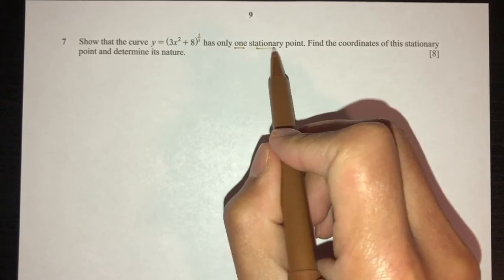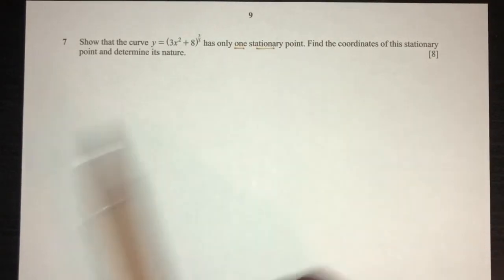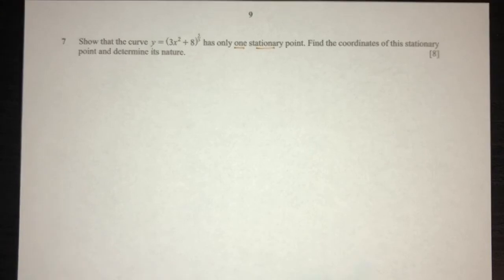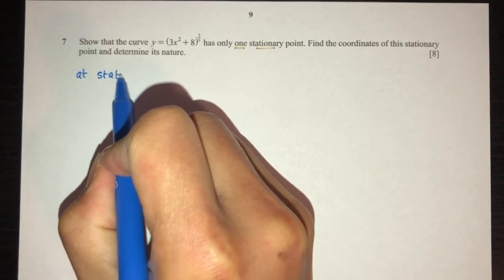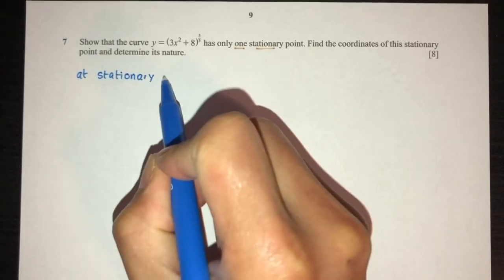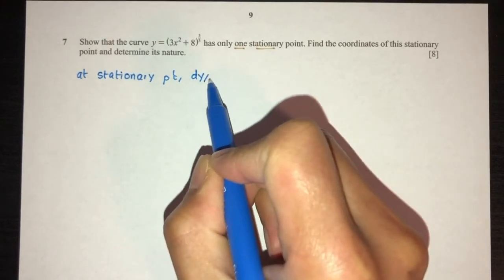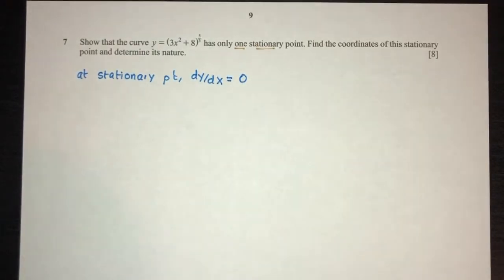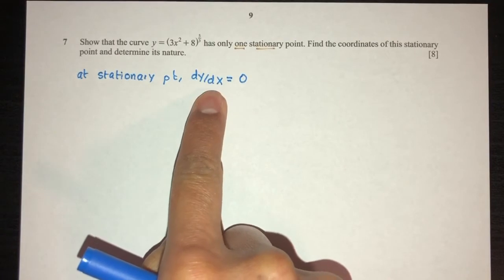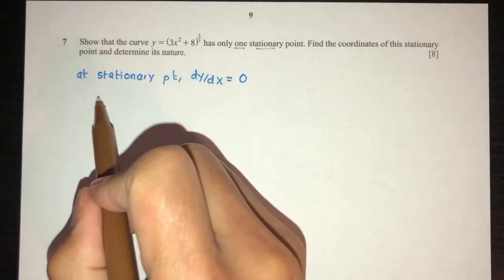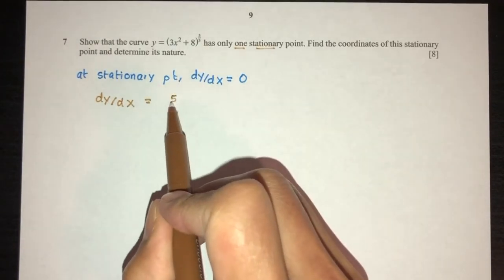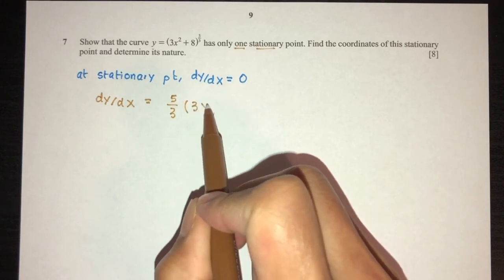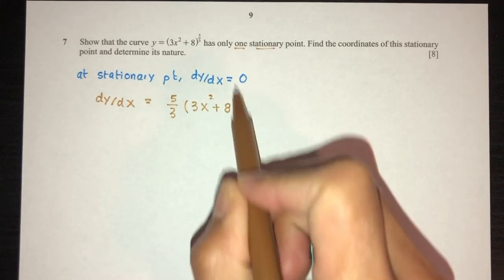Show that the curve of y has only one stationary point and find the coordinates of this point and determine its nature. So step by step, as you guys know, at a stationary point, what do we know? We know that dy by dx has to be 0. So we know y already, so we have to find dy by dx. Pretty easy. dy by dx will be, here we have a power, so first multiply by the power, then we write the same thing on the inside, and we have to minus 1 on the power.